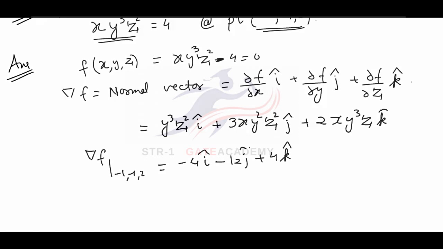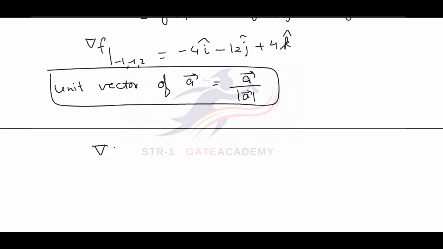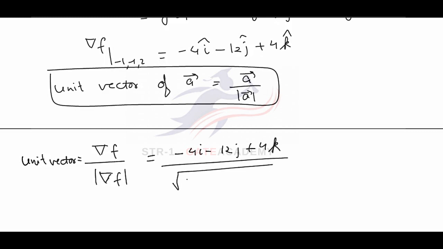Now this is the vector, but what do you want? You want the unit vector. So the unit vector of vector a is nothing but vector a divided by the modulus of that vector, right? So similarly, you divide by the modulus of this. This is the unit vector. So it is -4i - 12j + 4k divided by the modulus, which is the square root of 4 square plus 12 square plus 4 square. So very simply, you can say -1 by root 11, taking common, (i + 3j - k). That's your unit vector.